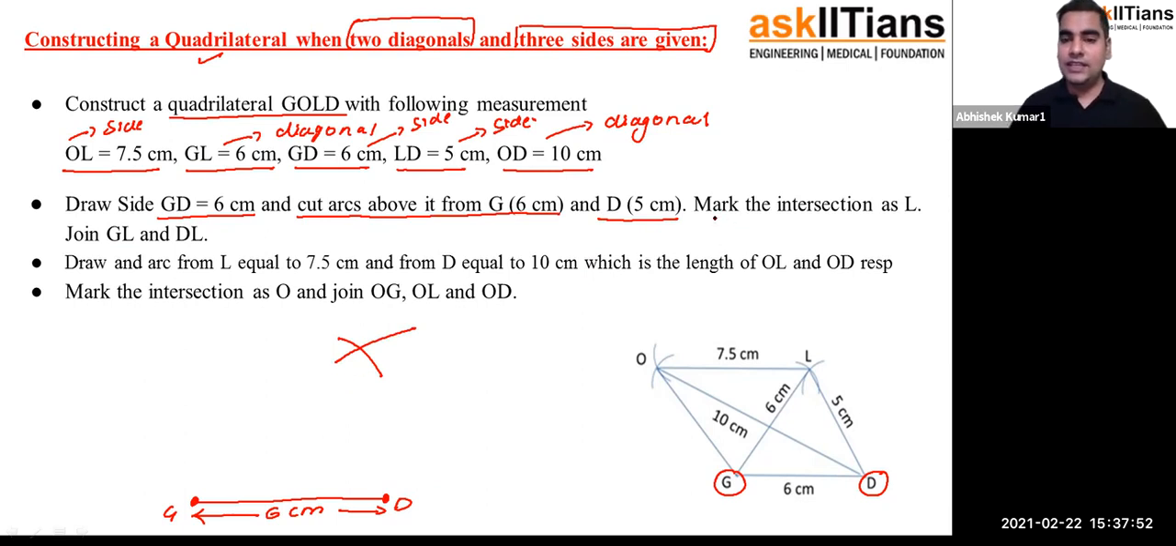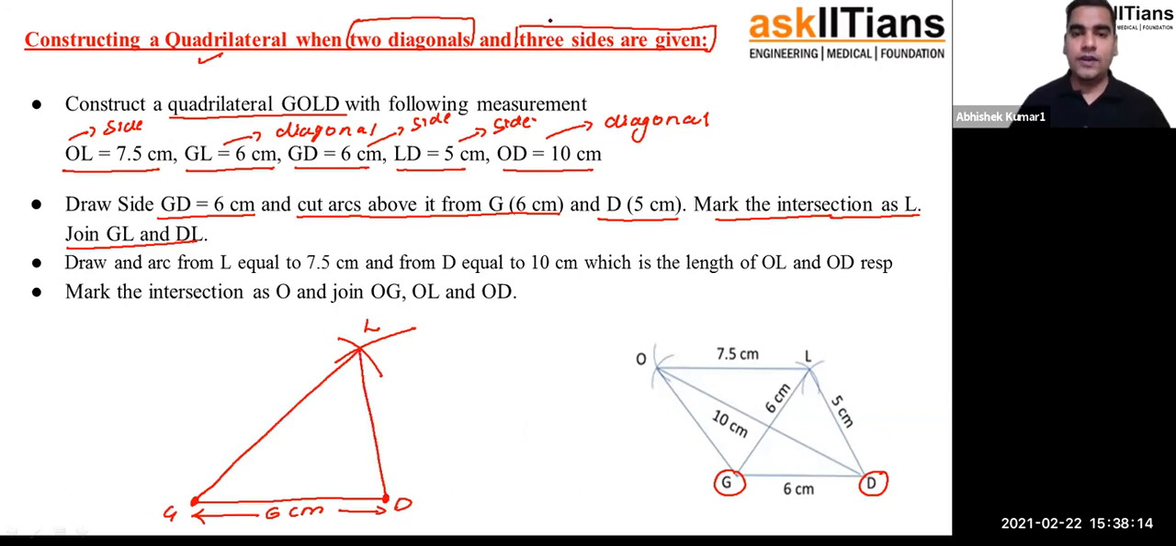And you will see that these two arcs are going to cut each other, or meet at a point, and you are going to call that point L. So mark the intersection as L. That's exactly what they have written. After that, you need to join GL and DL. So let us join GL using a straight line or using a scale. And join DL. So you got one part of the quadrilateral which we have to draw. I hope this much is very clear to all of you before we proceed forward.